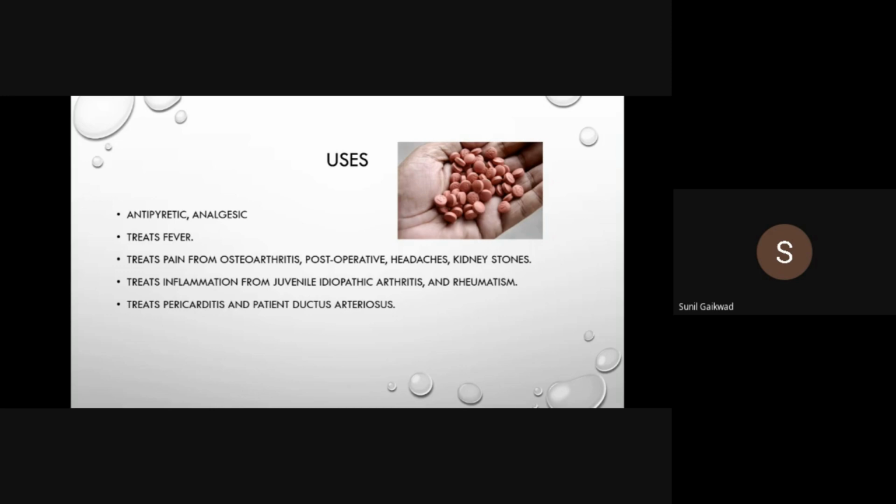Patent ductus arteriosus is nothing but when we are born, there is a small depression in the heart that fills out as we grow older. You can say a type of hole in the heart that fills out when we grow older. In some patients, it does not fill up, and it can cause pain in adult life. Therefore, ibuprofen is used to treat the pain.